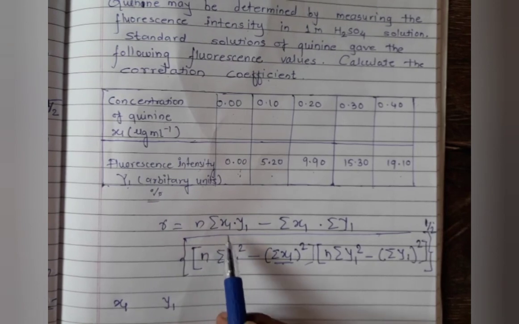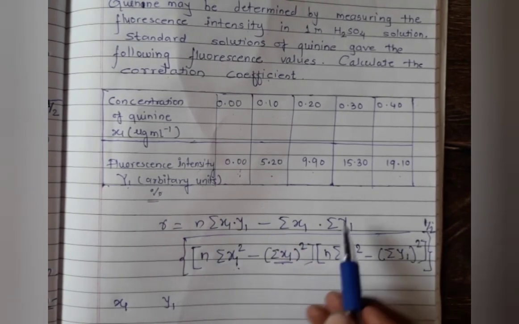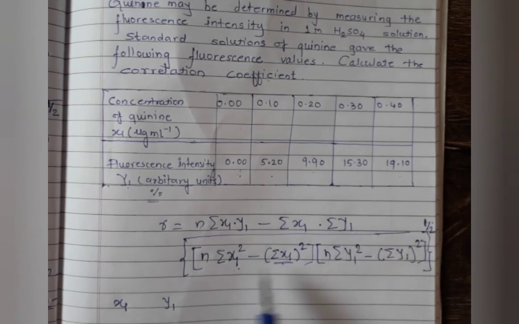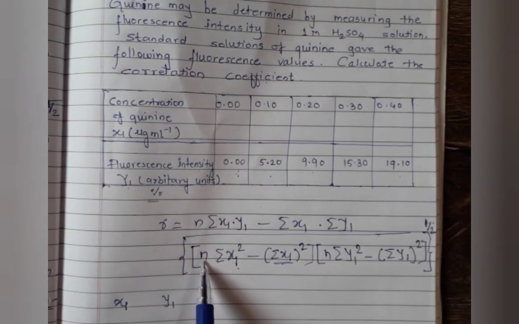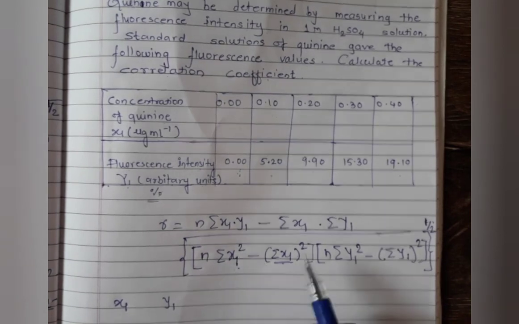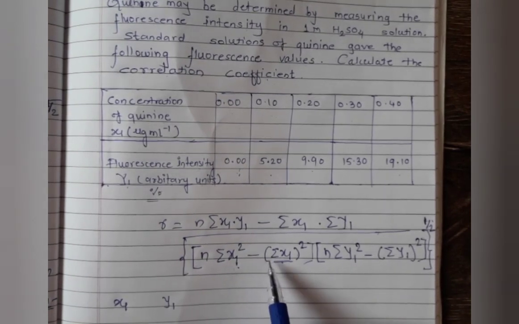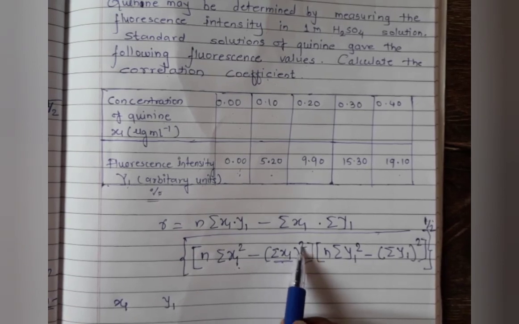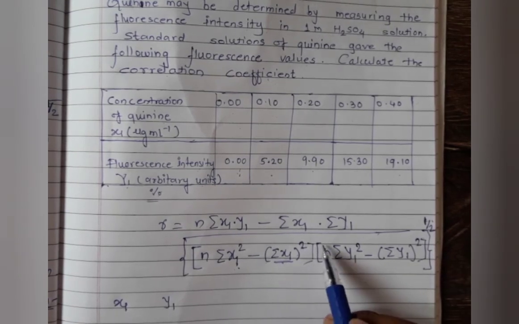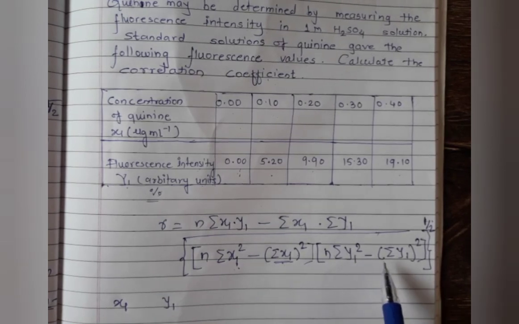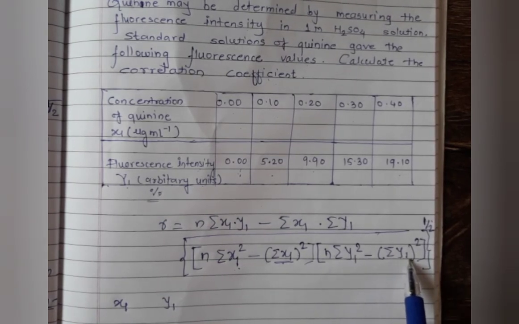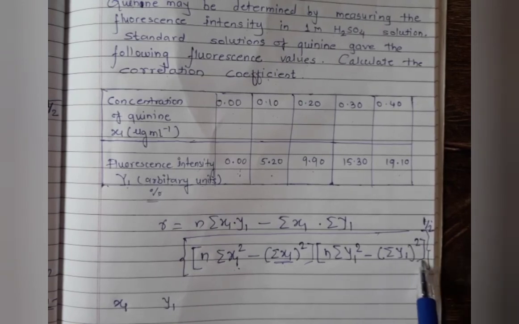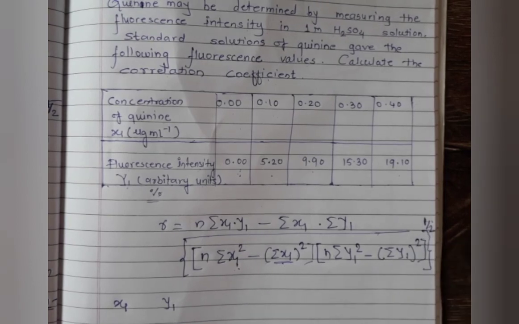R is equal to N into summation of x1 into y1 minus summation of x1 into summation of y1, divided by, in curly bracket, there are two brackets. This one is first and this one is second. In the first bracket, N into summation of x1 square minus, in bracket, summation of x1, bracket is to 2. The first bracket is complete. In the second bracket, N into summation of y1 square minus, in a bracket, summation of y1, bracket square. Here the second square bracket is completed and the curly bracket is raised to half. This is the equation of R.